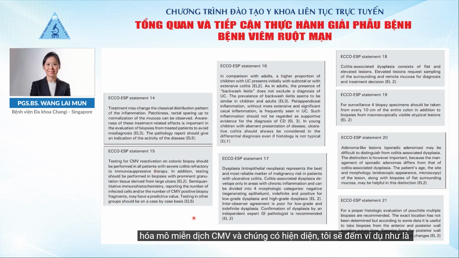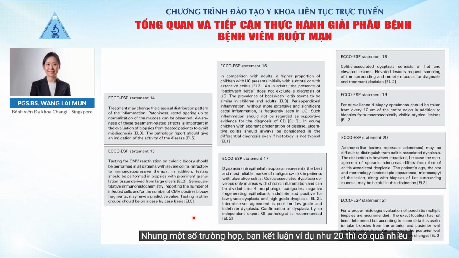For me, my practice is to run a CMV immunohistochemistry, and then when present, I will do a count, let's say 5 for example, right? 5 per high power field seen on immunohistochemistry. The clinician can then decide whether it is worthwhile starting on CMV treatment or just treat the UC aggressively, and with mucosal healing, the CMV infection will go away.